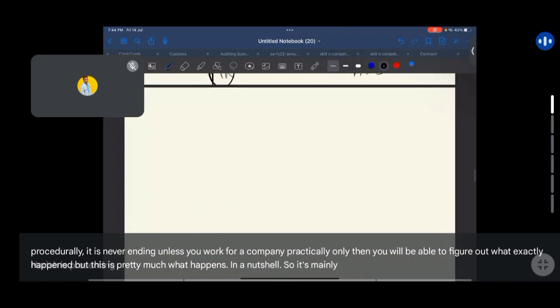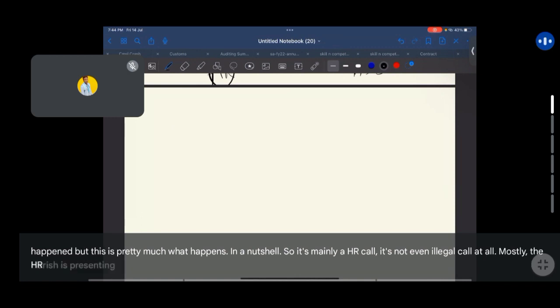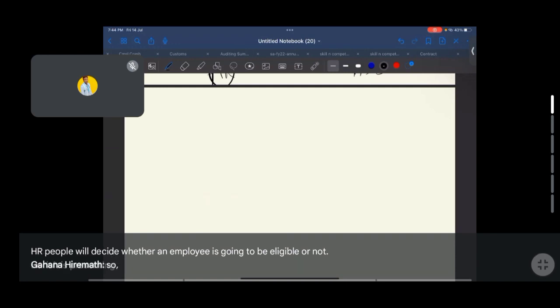So it's mainly an HR call. It's not even a legal call at all. Mostly the HR people will decide whether an employee is going to be eligible or not eligible. Are they shares? Yes, one by one. Yes.